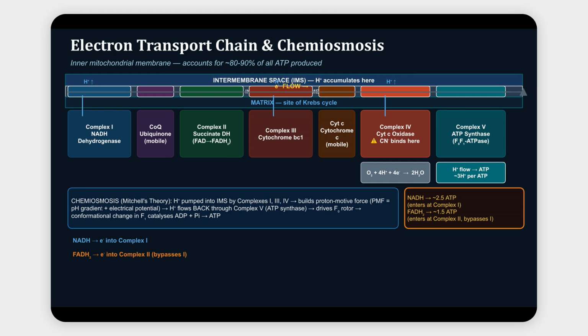This is called the proton motive force. Complex 5, which is ATP synthase, provides the only route for those protons to flow back into the matrix, and as they flow through the F0 subunit, they drive the rotation of the molecular rotor. This rotation causes conformational changes in the F1 catalytic head, driving the synthesis of ATP from ADP and inorganic phosphate. Approximately 3 protons are required per ATP molecule synthesized.